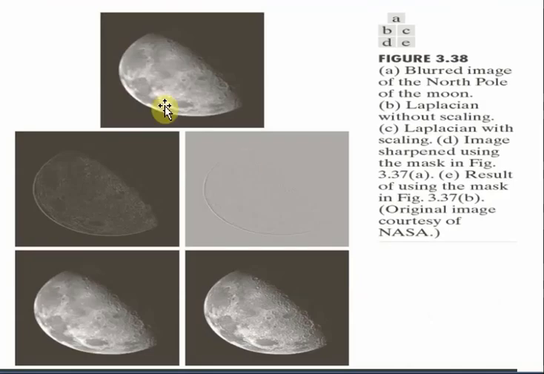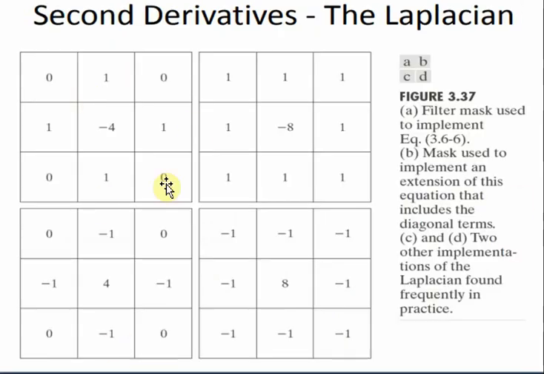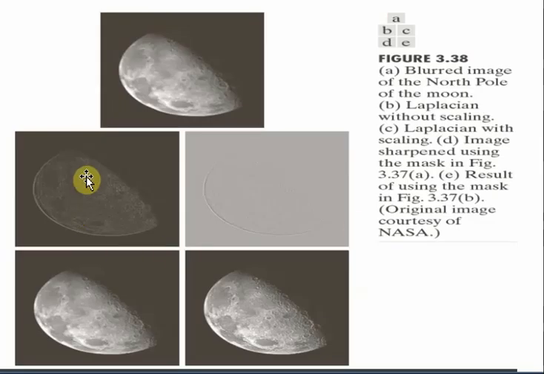In this way, consider this one as an example. This is the blurred image, the north pole of the moon. If you want to enhance it, to highlight the edges here, you should apply the Laplacian operator, that means second order derivative. This means without scaling, this means with the scaling. Now without scaling, you can get the second order derivative resultant image like this. With the scaling you can get the image like this.